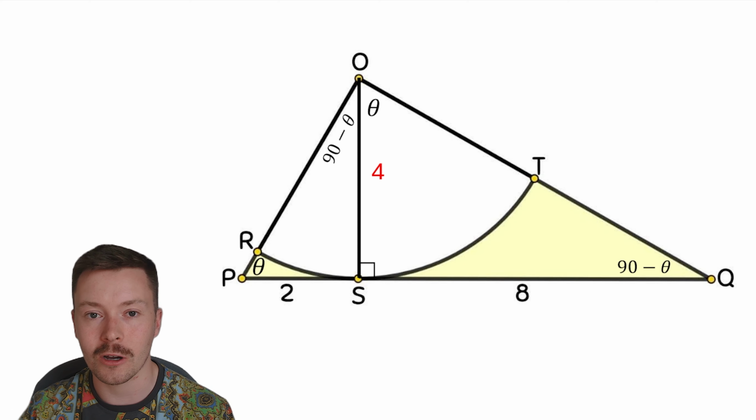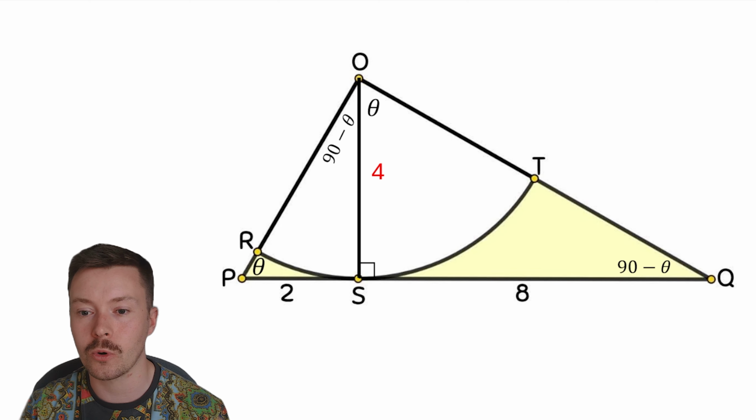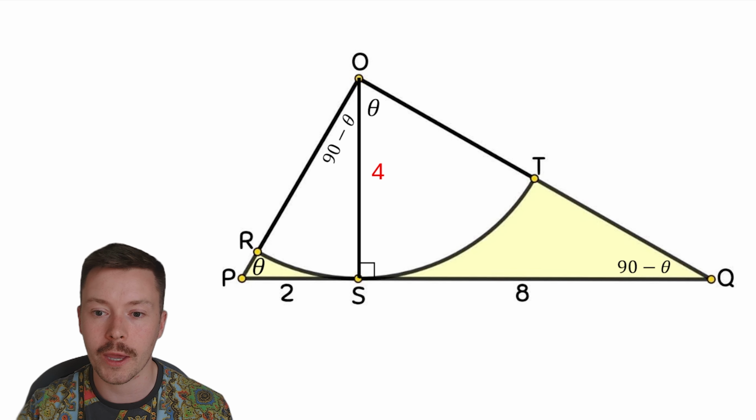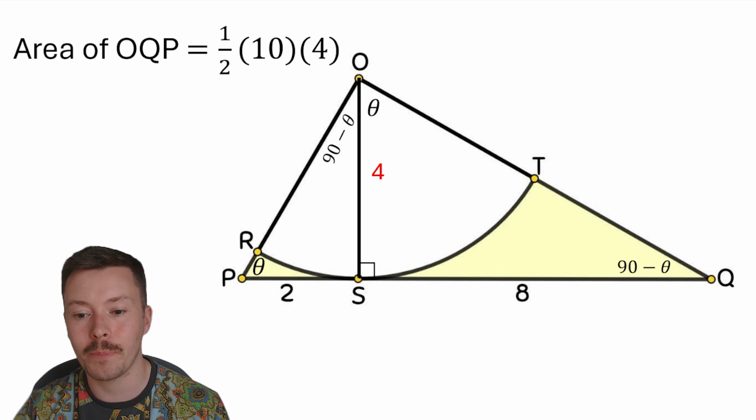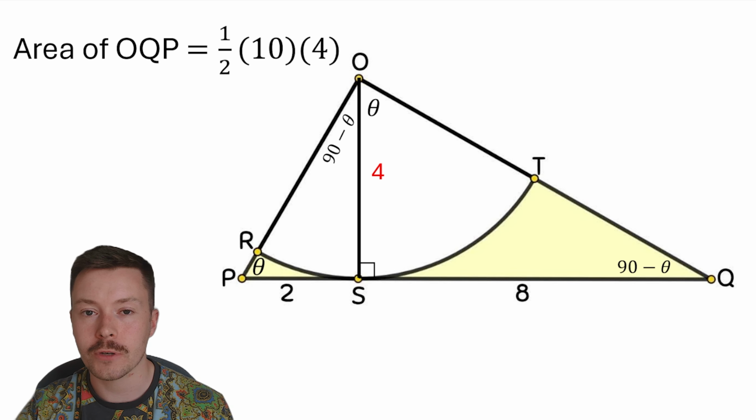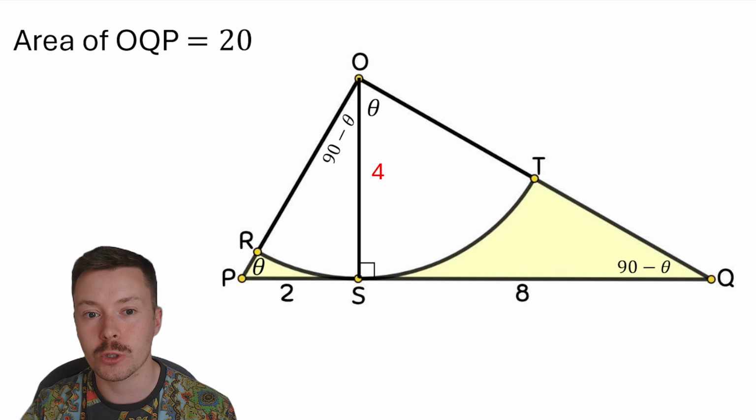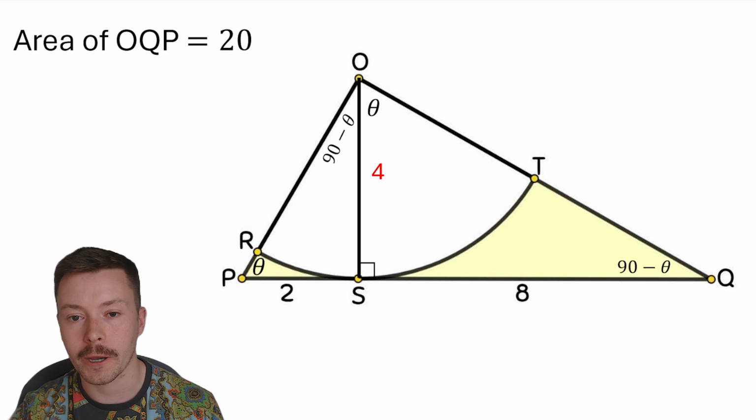Now, I said at the start, to solve this problem, really what we need to do is work out the area of the triangle and take away the area of the quarter circle. Well, the area of the triangle is going to be half the base, which is 10, times the perpendicular height. So a half times 10 times 4. That gives us an answer of 20. Okay.